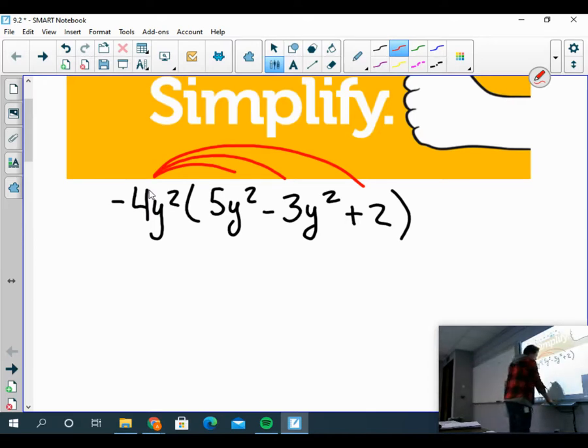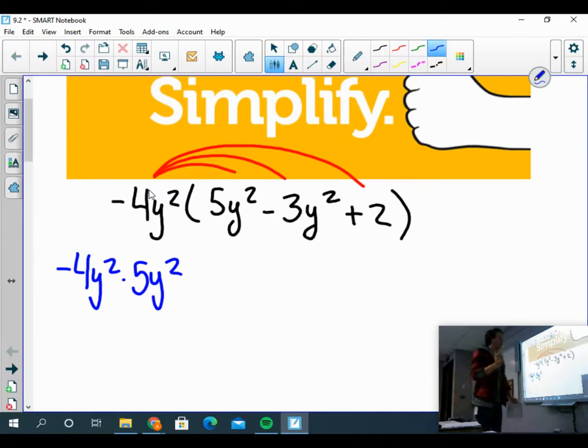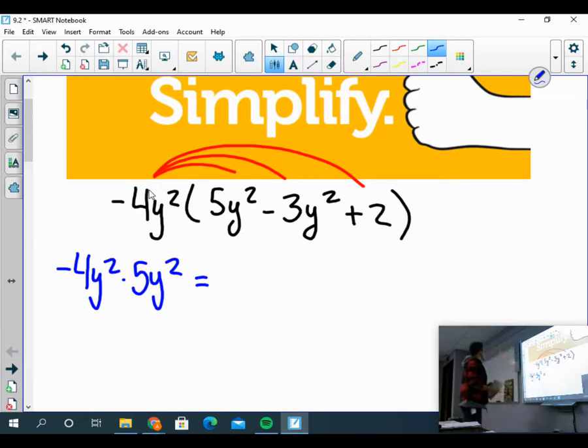So the first thing I'm doing is -4y squared times 5y squared. Well, this is almost a problem within a problem. You did these types of problems back in chapter 8 when we were multiplying exponents. So how does this work? When we do -4y squared times 5y squared, remember all of these are multiplied together, so we can apply our exponent rule. The -4 times the 5 will be -20.